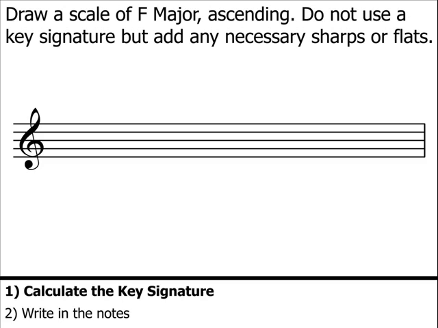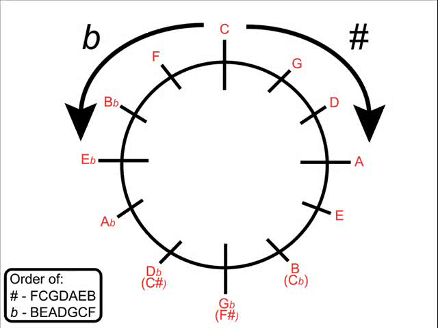So, number one, calculate the key signature. Let's look at our circle of fifths. Here's the F. We start at C. F is one notch away from C on the flat side of the circle. Therefore, F major would have one flat in its key signature. Here's the order of the flats. As F major has one flat in its key signature, we take the first letter from the order, B.